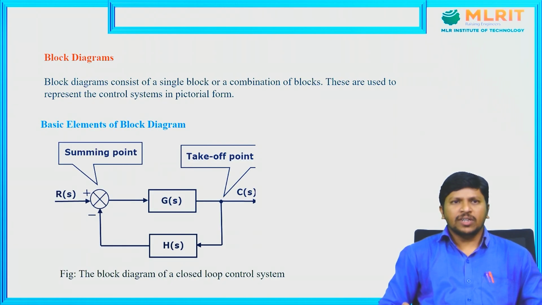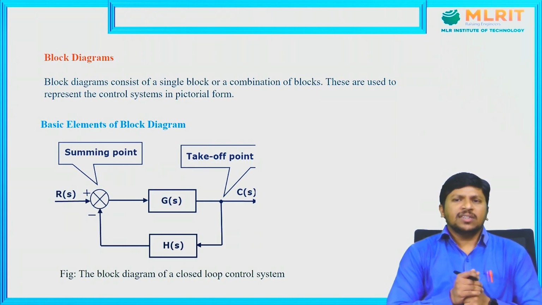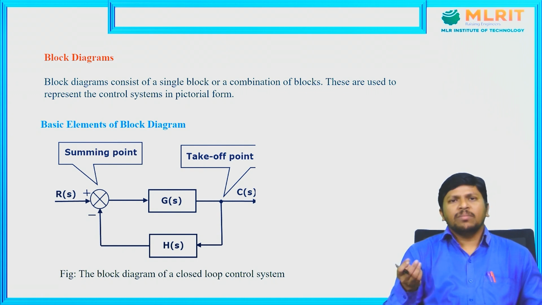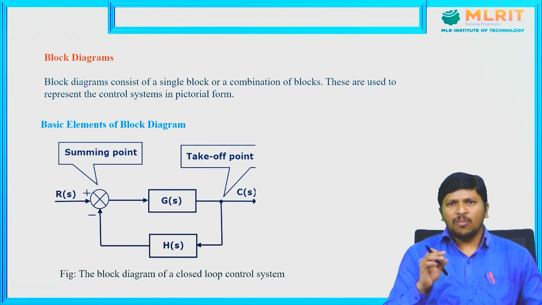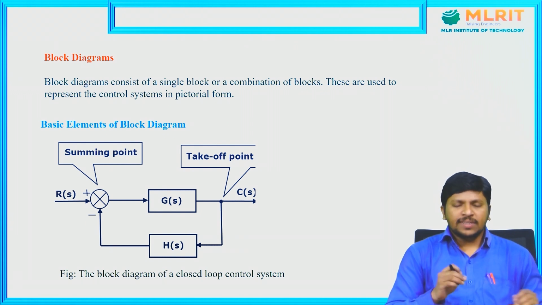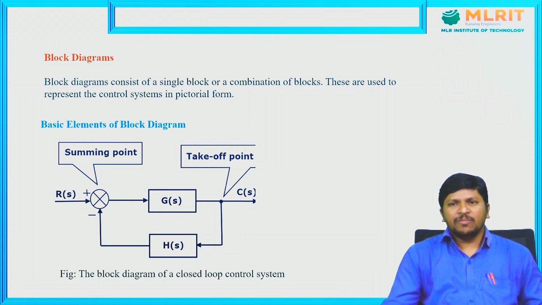Just coming to the first item, the block diagram. The block diagram consists of a single block, or more number of blocks combined together into one single block, used in representing a control system in pictorial form, or picture, or photo. All these are the same words, but every block diagram consists of a single block or more number of blocks combined and used to represent the control system in a pictorial form. That is known as a block diagram, right?